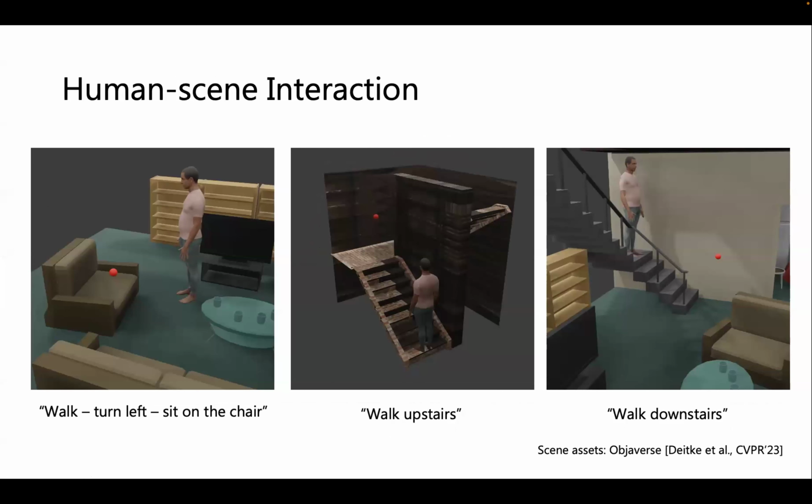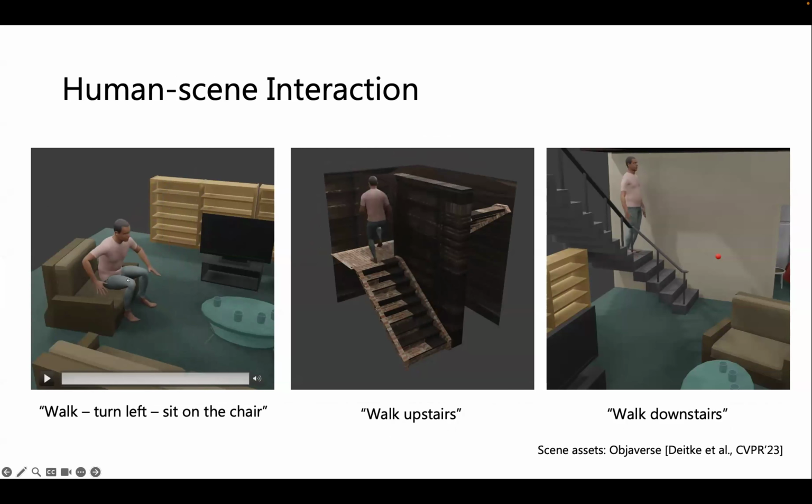And this is human scene interaction. The first one is we give the text: walk, turn left, sit on the chair. And then we also give the target location, the pelvis location. And you can see by optimization, we can get the whole motion.